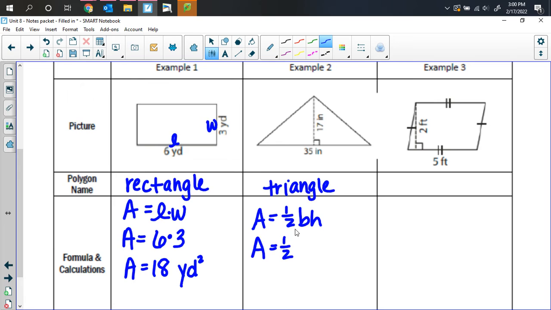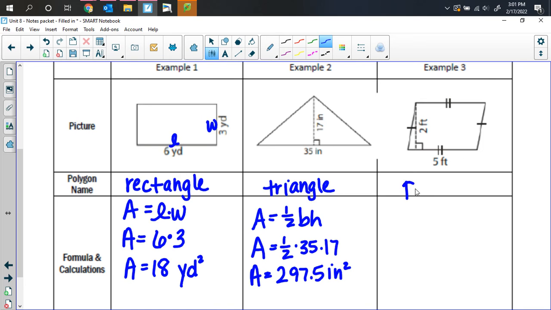So for our triangle, 1/2 times base is 35, times the height is going to be 17. So if I do 1/2 times 35 times 17, I get 297.5, and that's going to be inches squared here.